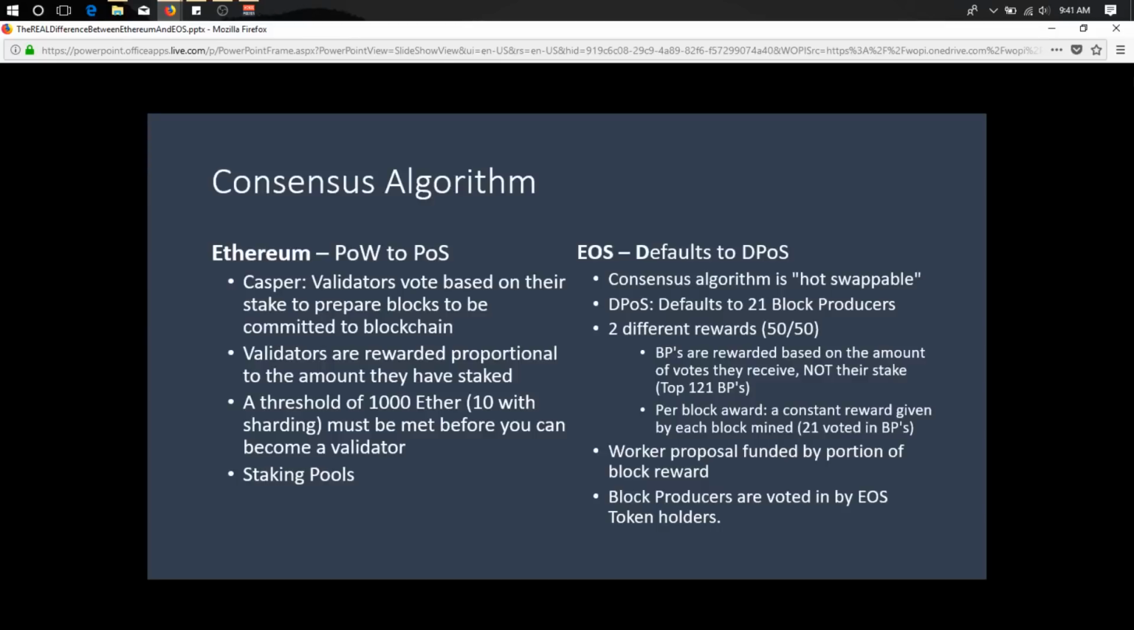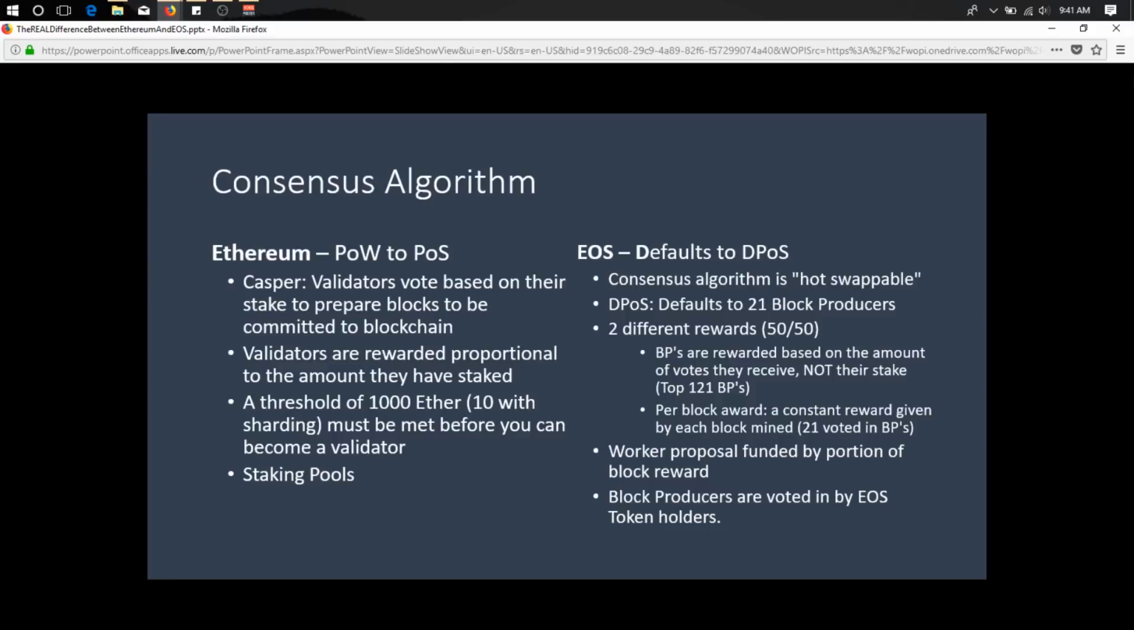It is important to note that there will be a minimum amount of Ether needed to stake to become a validator. At first, this will be around 1,000 Ether, and hopefully more like 10 Ether once sharding gets implemented. If you don't know what sharding is, I will go over it later on in the slides. Because of this barrier to entry to become a validator, staking pools may become popular. One staking pool is Rocket Pool.